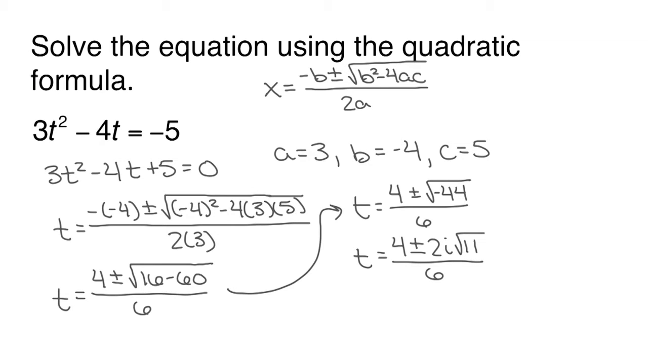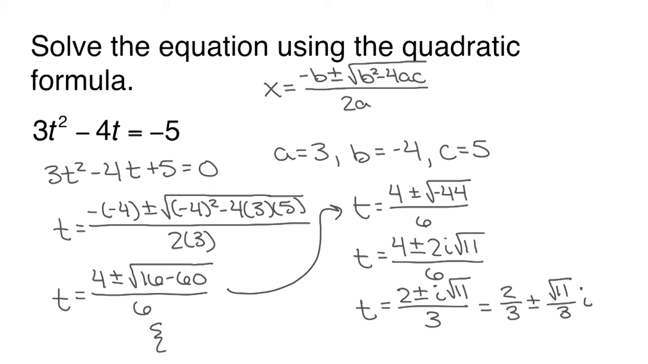Now we can divide out the common factor of 2 from the numerator and denominator, and we have t is equal to 2 plus or minus i times the square root of 11, all divided by 3. Writing in standard form, this is 2/3 plus or minus the square root of 11 over 3 times i. And thus the solution set is the set containing 2/3 minus the square root of 11 over 3 i and 2/3 plus the square root of 11 over 3 i.